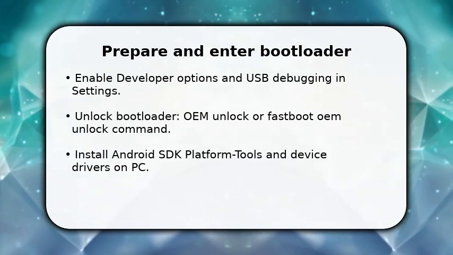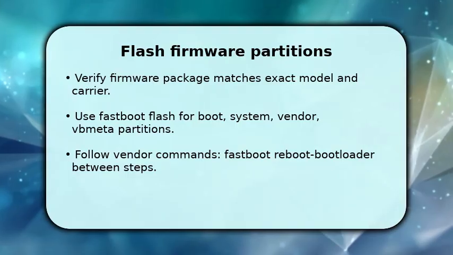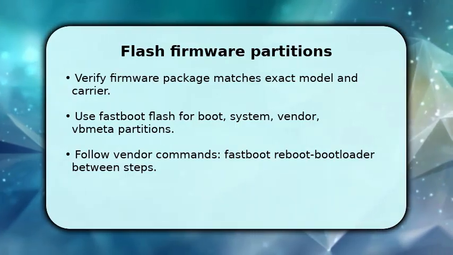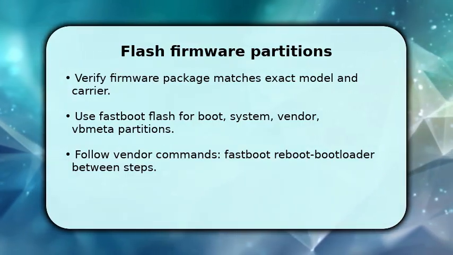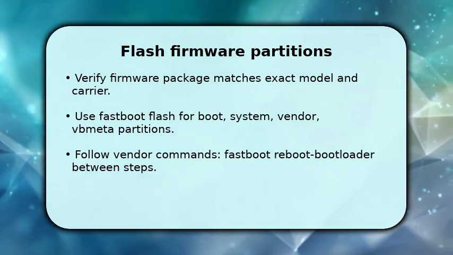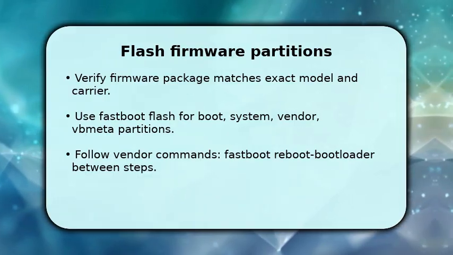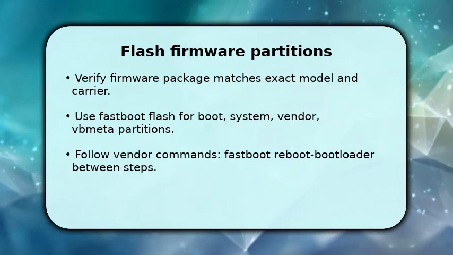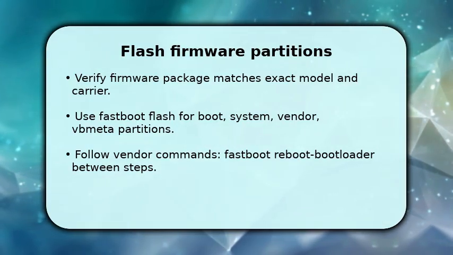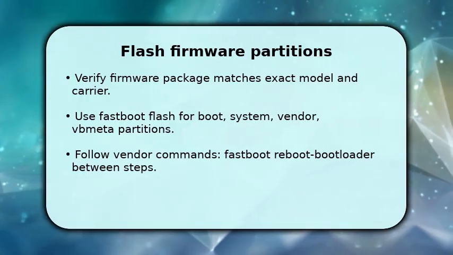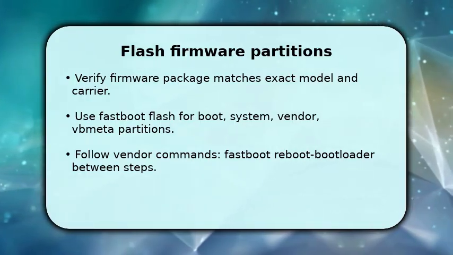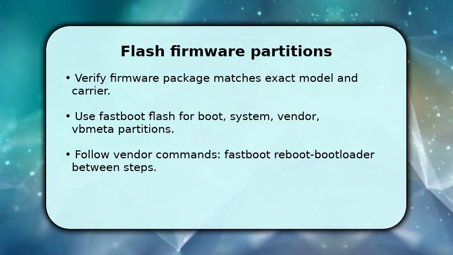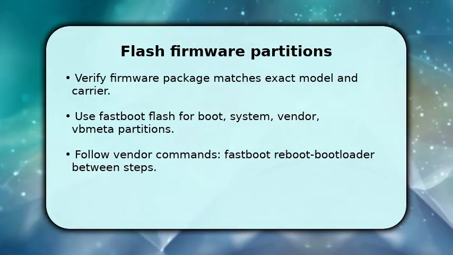You now flash the actual firmware in the correct order to avoid boot failures. First, verify the ROM matches your model, then unzip and inspect images. Flash vbmeta if required to avoid verification blocks, then flash boot, system, vendor, and other partitions with fastboot. Use the vendor-specified sequence. After critical groups, run fastboot reboot bootloader to reinitialize partition tables.